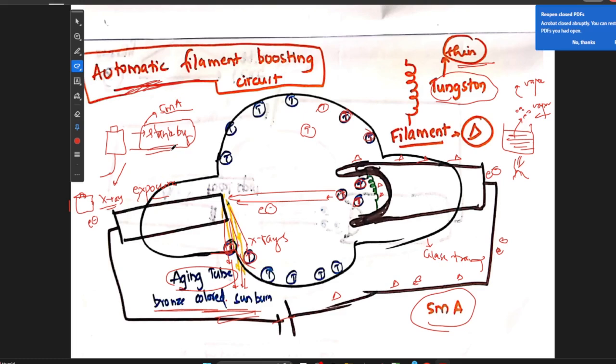So this is about the cathode. In the next class we will learn about the line focus principle.